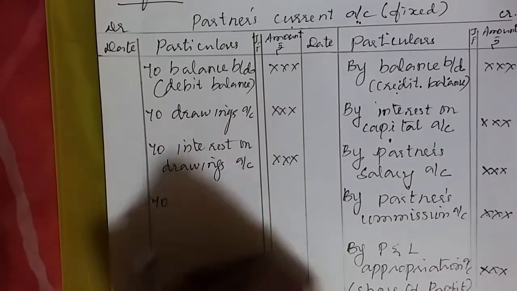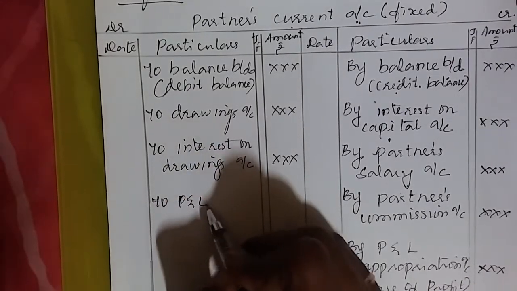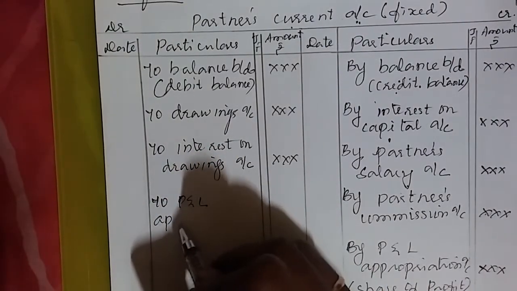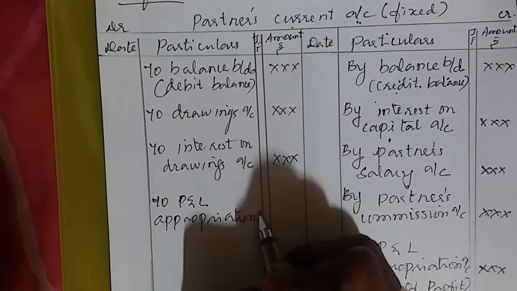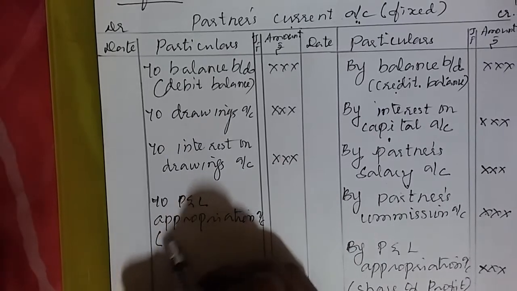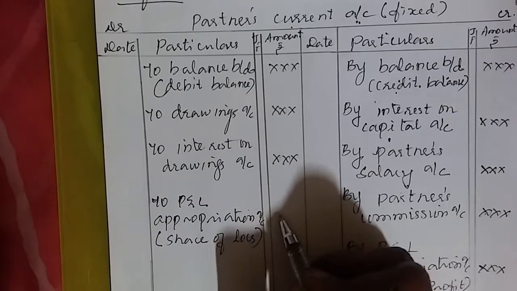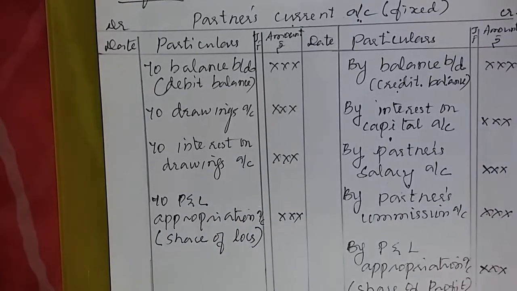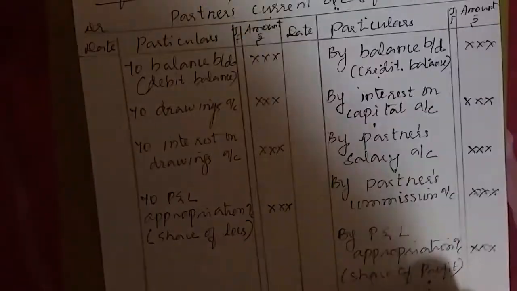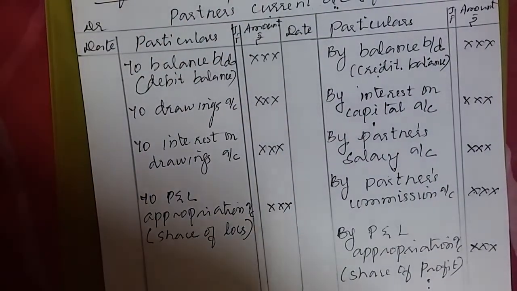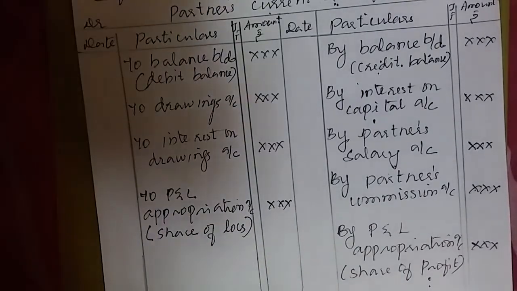If there is a loss in P&L appropriation, it should be transferred to the debit side of partner's current account, because loss is a debit value. Share of loss, we write here on the debit side. So all the entries I have entered. So do we recall this?